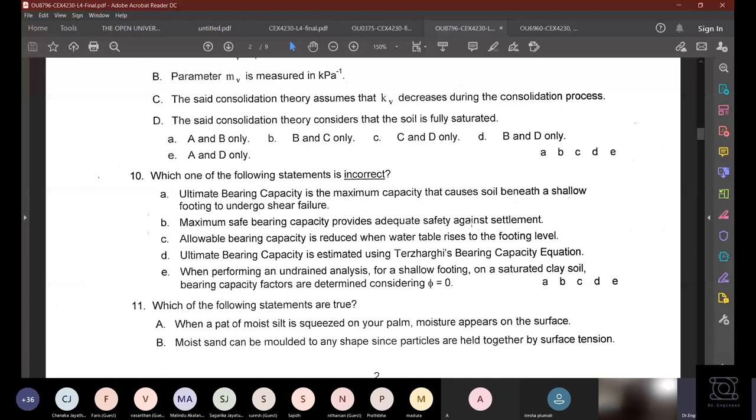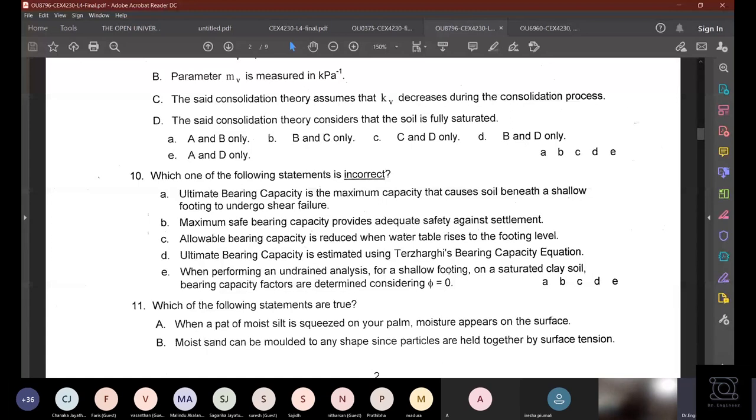Allowable bearing capacity is reduced when the water table rises to the footing level. Yes, we used to reduce that one. Ultimate bearing capacity is estimated using Terzaghi's bearing capacity equation. Yes, that is true. When performing an undrained analysis for a shallow footing on a saturated clay soil, bearing capacity factors are determined considering phi is zero. This is also true. New syllabus students don't worry about this much. Old syllabus people know a fair amount. Statement B is the incorrect statement, so the answer is the second option.